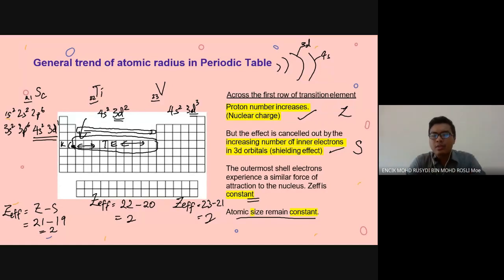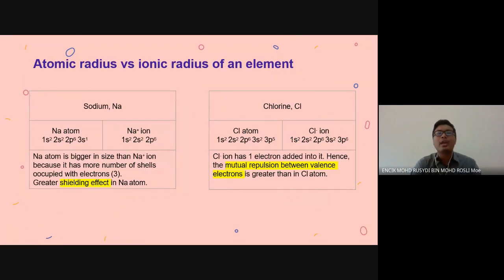Okay. So let's go on for the next part pula. Okay, so tadi kita just compare between different element for the size of its atomic radius. Okay, so different element kita ada different atomic radius. But kali ni if we compare between the same element but between its atom and its ion, apa beza dia?